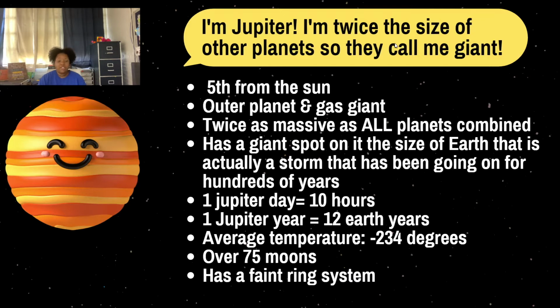The average temperature on Jupiter is about negative 234 degrees, so bring your jacket if you're going to Jupiter because it is below freezing. Jupiter also has over 75 moons, so a whole lot of moons, and it has a very faint ring system, so a set of rings around it that you can see with specialized tools.